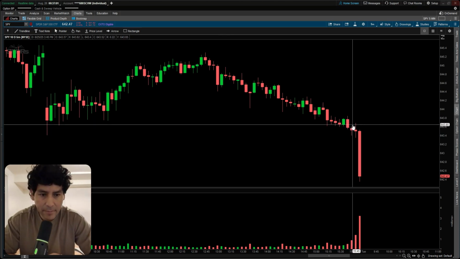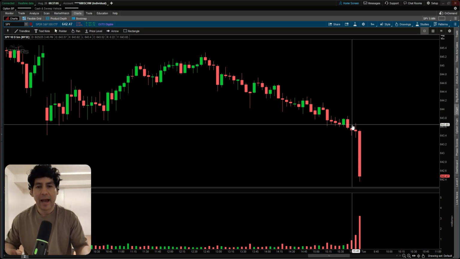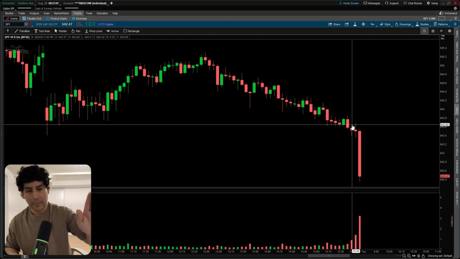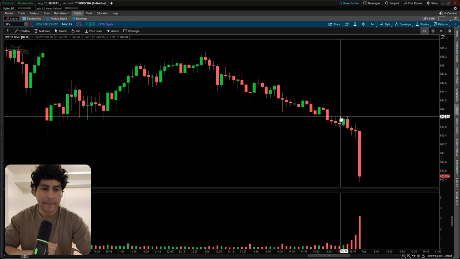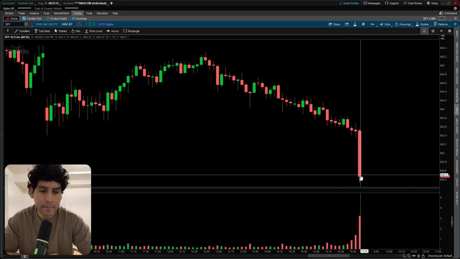Nonetheless, another bearish engulfing. This time I re-enter, start off with the stop above, and exit with this big solid red candle.